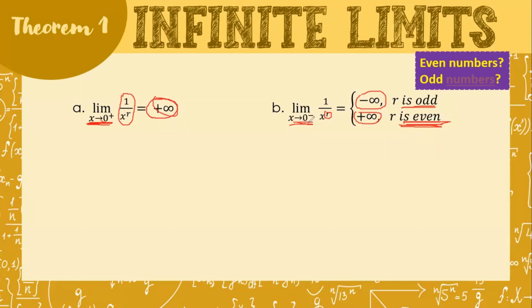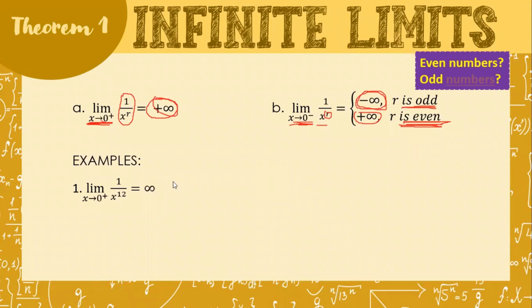But if your approach is 0 minus or to the left, then the result may vary according to the value of your exponent. Like here in x raised to r, if your r is an odd number and your approach is 0 minus, or to the left, then the result is negative infinity. But if the exponent of your function is an even number, then the result is positive infinity. Now let's have an example for this.